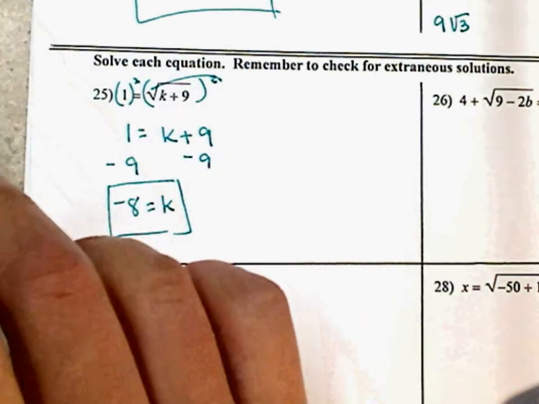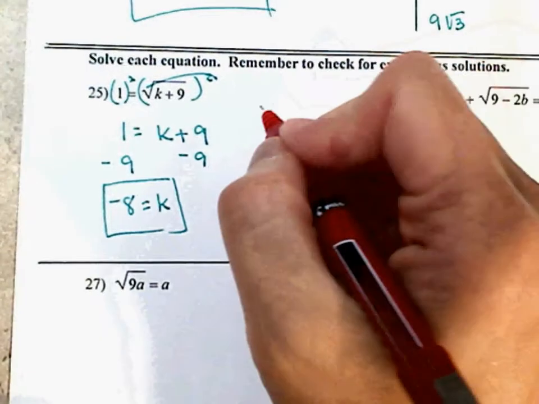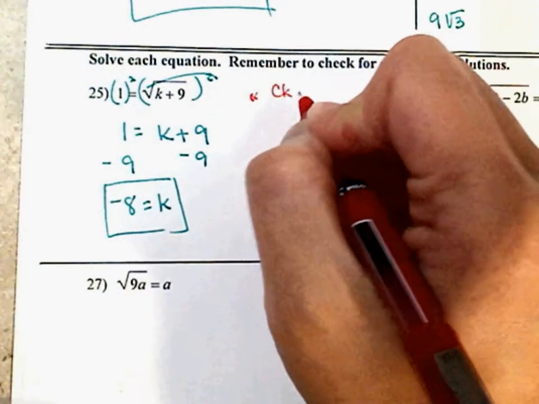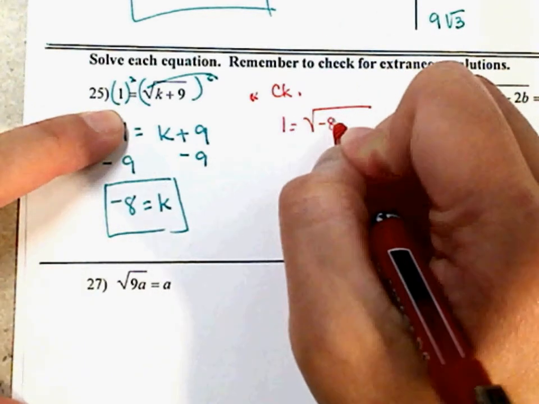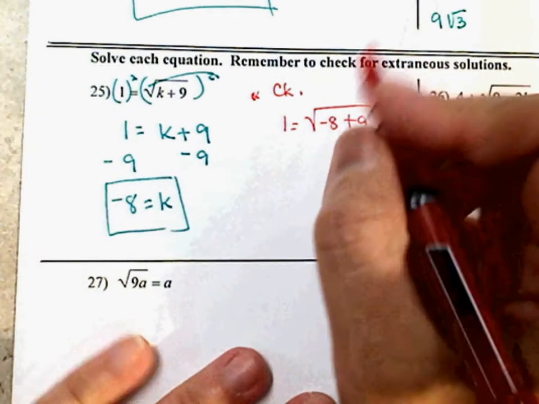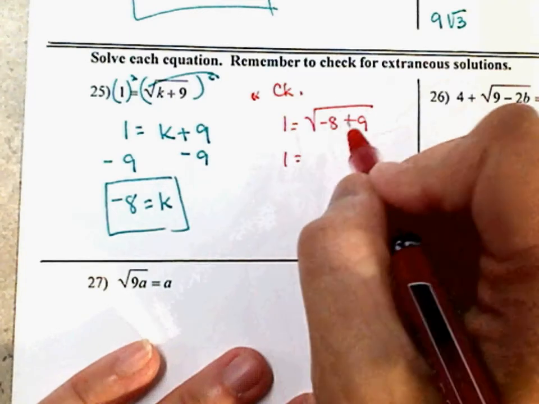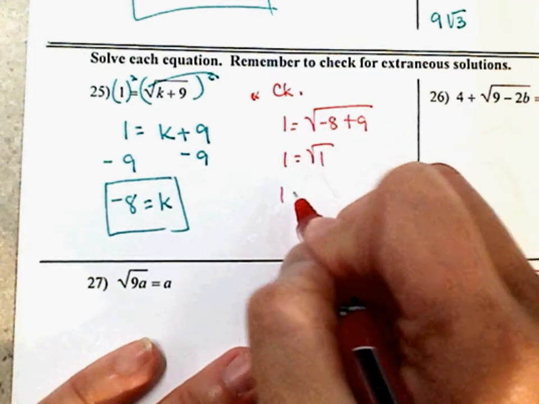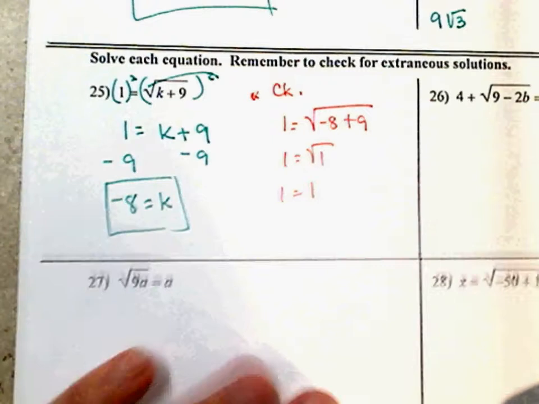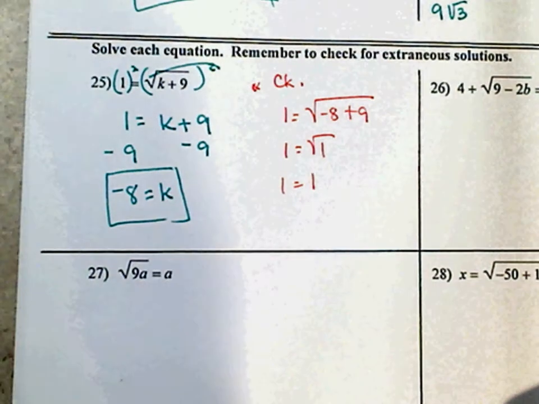You should always check. When you check, come back to the original. 1 equals square root. What is your K? Negative 8 plus 9. Okay. 1 equals, what's negative 8 plus 9? 1. What's the square root of 1? 1. So this answer is correct.